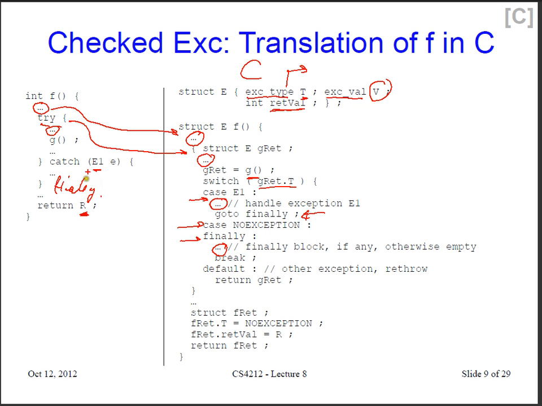So if there's no finally here, this code is empty. All right, but even so, we still have to put it there, right? We always want to have a finally. We'll see that this is even more important for unchecked exceptions.